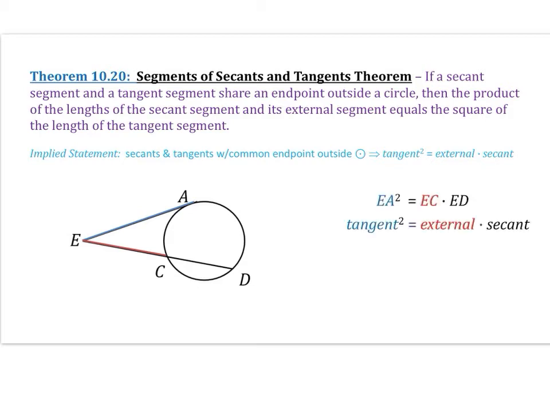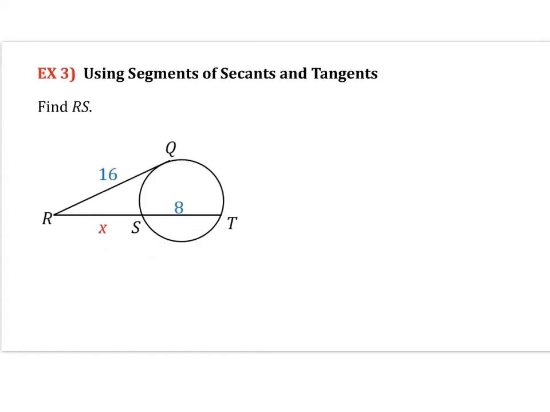So in this particular scenario, the length from E to A would get squared because that's your tangent, and set it equal to the product of the external, so from E to C, times the full secant, which would be from E to D. So the tangent squared equals the external times the secant. Alright, so let's take a look at this example where we can see this theorem in action. So let's start by setting up our equation.